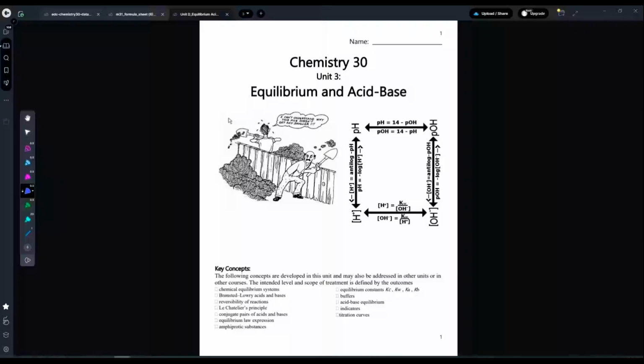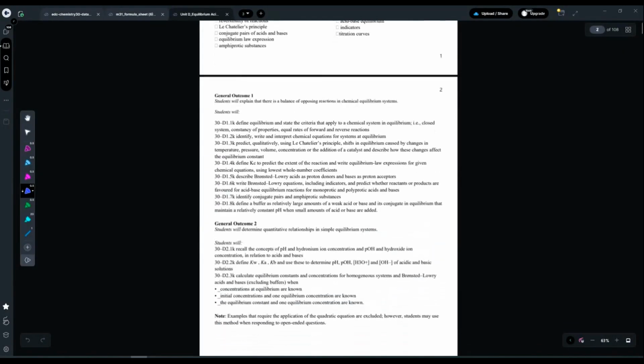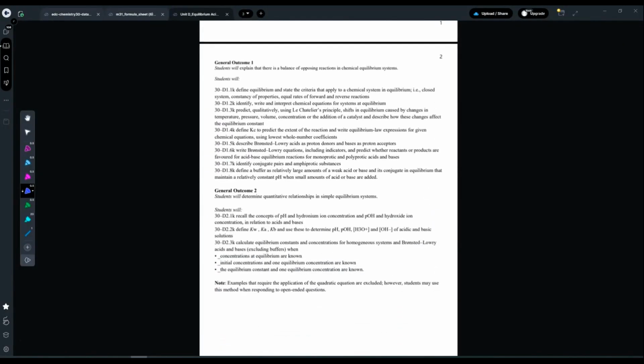In this video, we're going to introduce the concept of equilibrium, go over different types of systems, and see how we can determine equilibrium law expressions. Okay, so this first page here goes over all of the outcomes that we are going to learn in this unit.